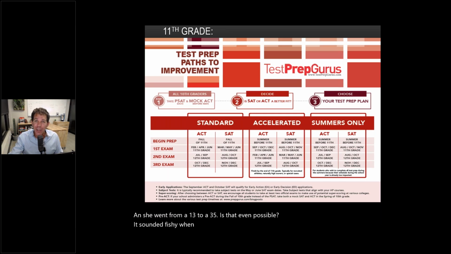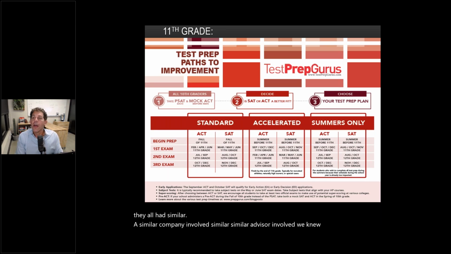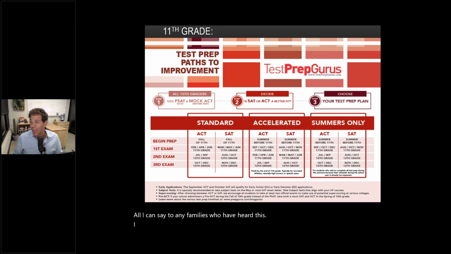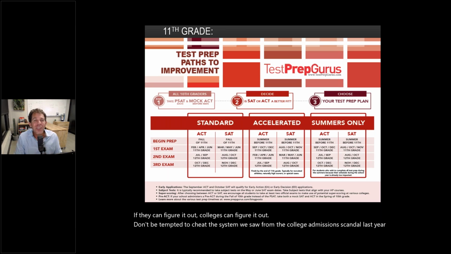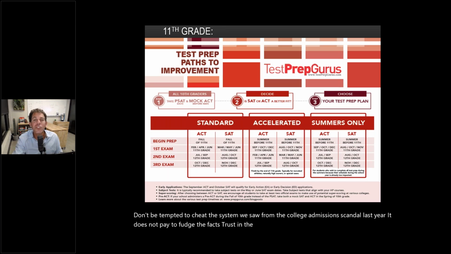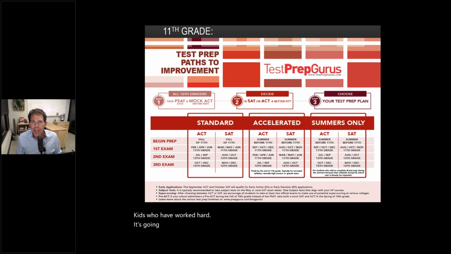When it happened again at another school and again at another school, and they all had a similar company involved, a similar advisor involved, we knew something was up with it. All I can say to any families who have heard this, I know of 3 individual high school counselors at different high schools that all figured it out. If they can figure it out, colleges can figure it out. Don't be tempted to cheat the system. We saw from the college admission scandal last year, it does not pay to fudge the facts. Trust in the process. Trust your college counselors. For you kids who've worked hard, it's going to work out just fine, and trust that your hard work is going to pay off in the end.